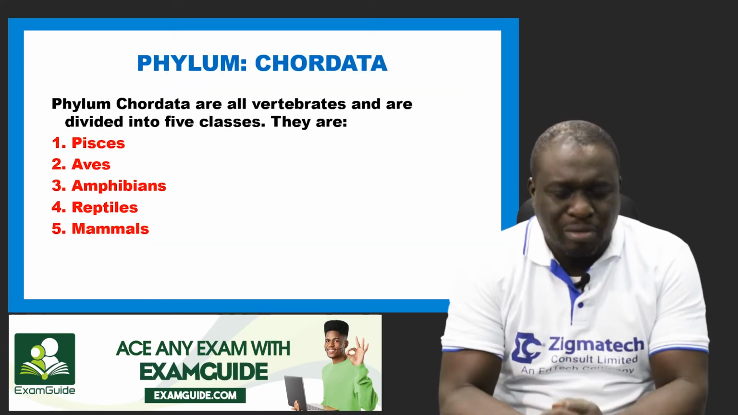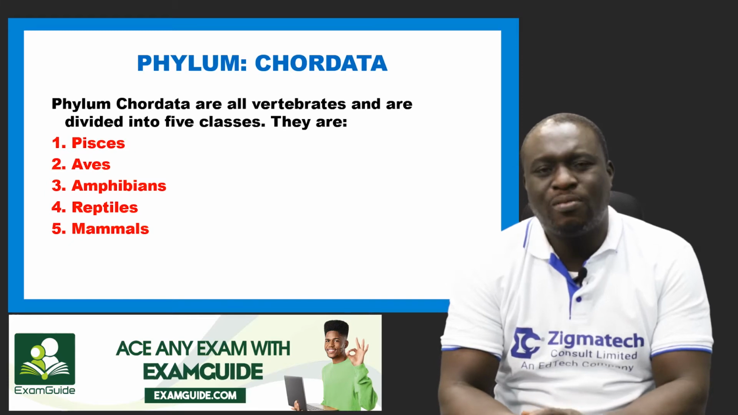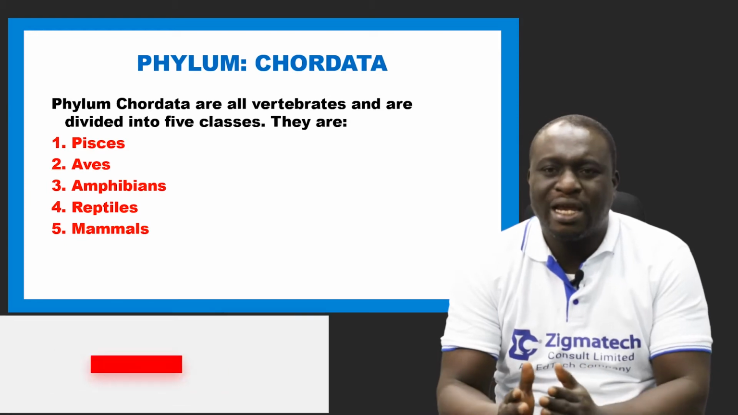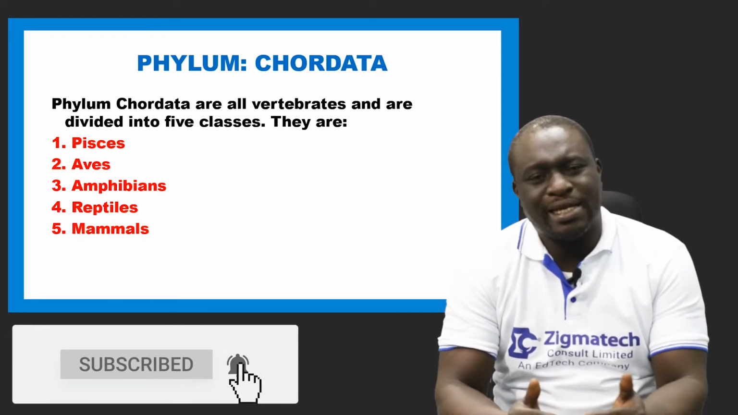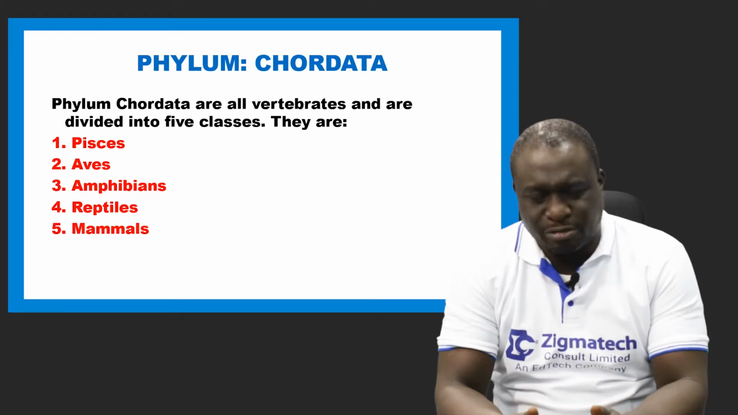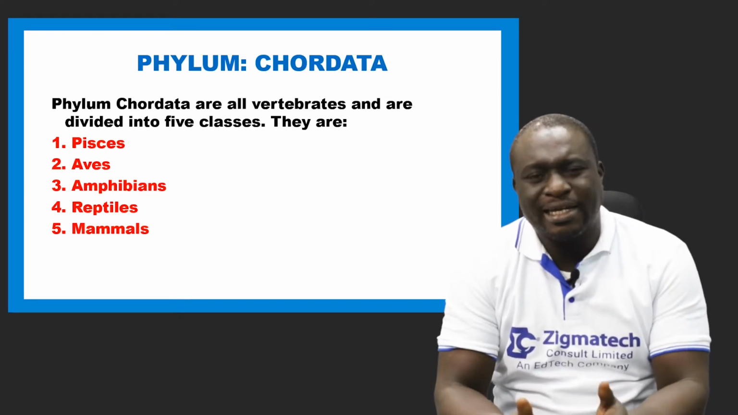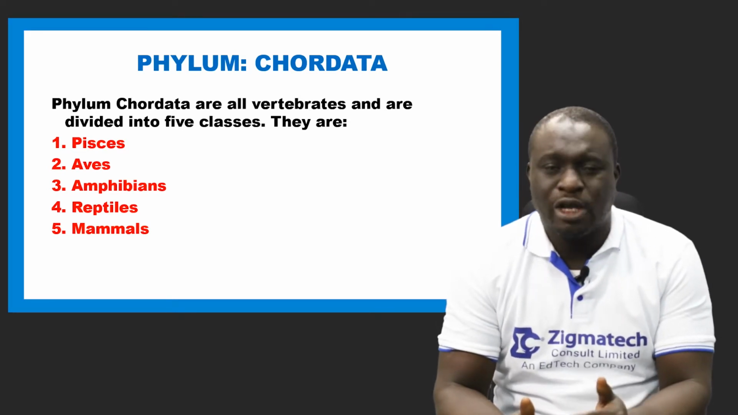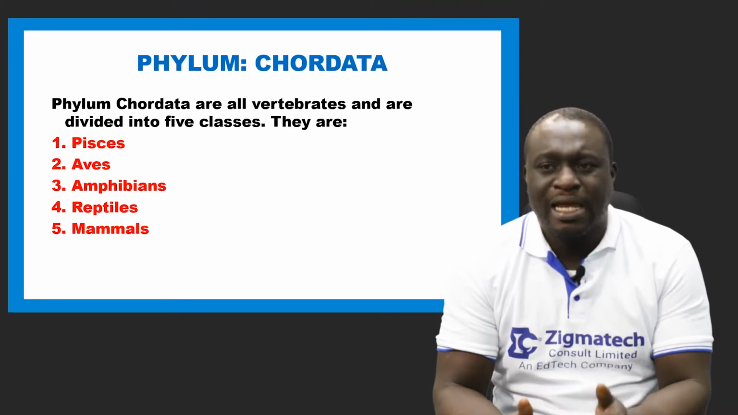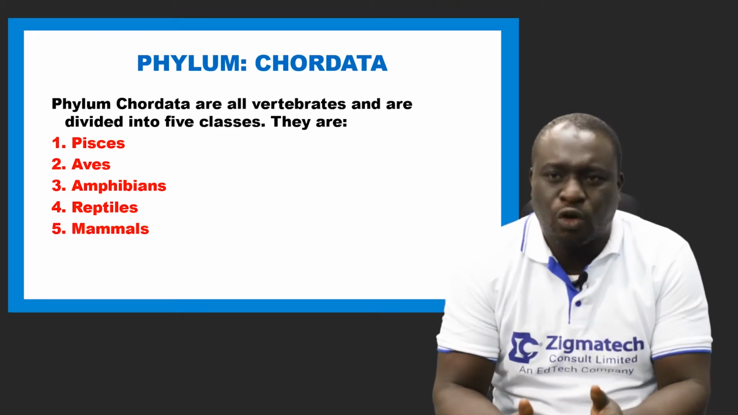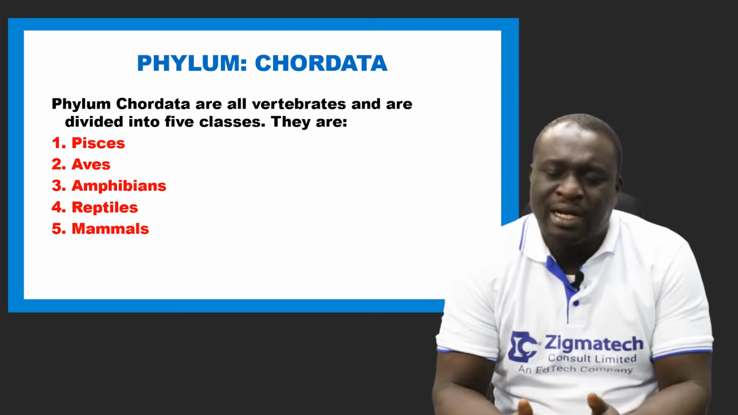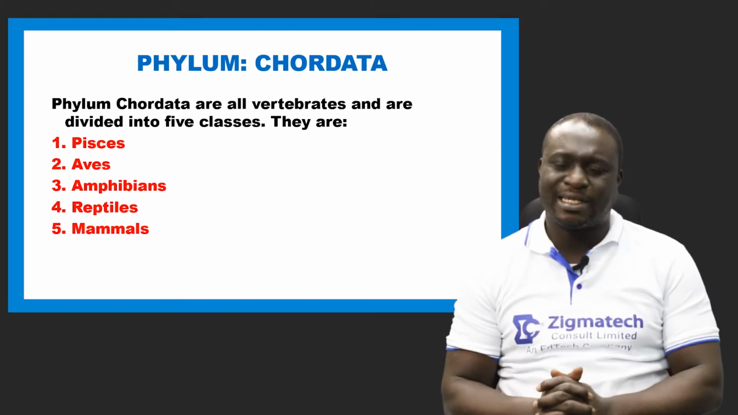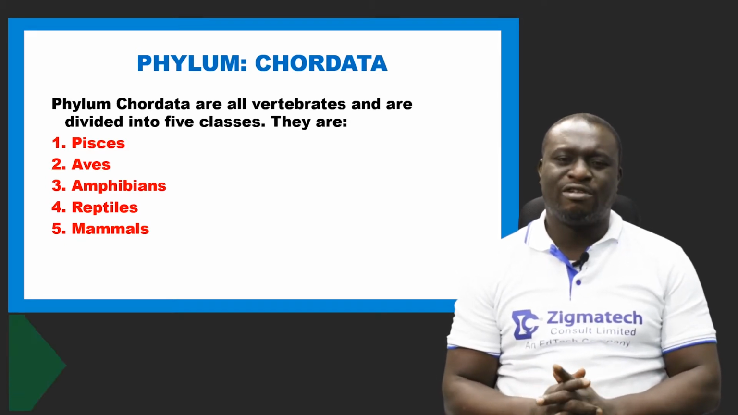Phylum Chordata. Remember, we said that Kingdom Animalia is divided into 2: we have vertebrates and we have invertebrates. I told you that the first 8 phyla are referred to as invertebrates, while the 9th phylum in Kingdom Animalia is referred to as vertebrate. So it means that Phylum Chordata is a vertebrate. Now, Phylum Chordata is divided into 5 different classes.